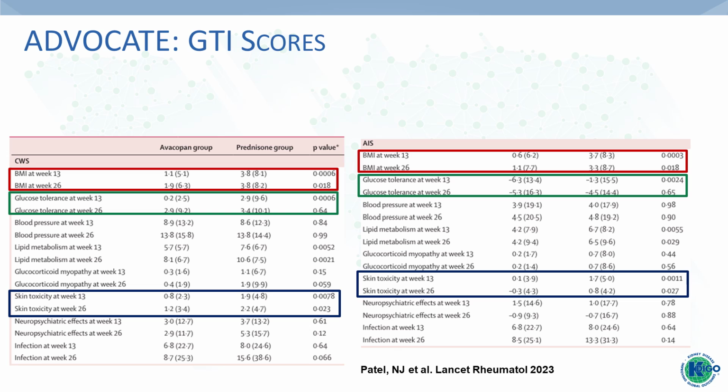So this is data from the ADVOCATE trial, a post-hoc analysis, which showed that in 4 domains, which is the BMI, glucose intolerance, lipids, and skin toxicity, the Avacopan group did significantly better, both in terms of the cumulative worsening score and aggregate improvement score in the ADVOCATE trial.